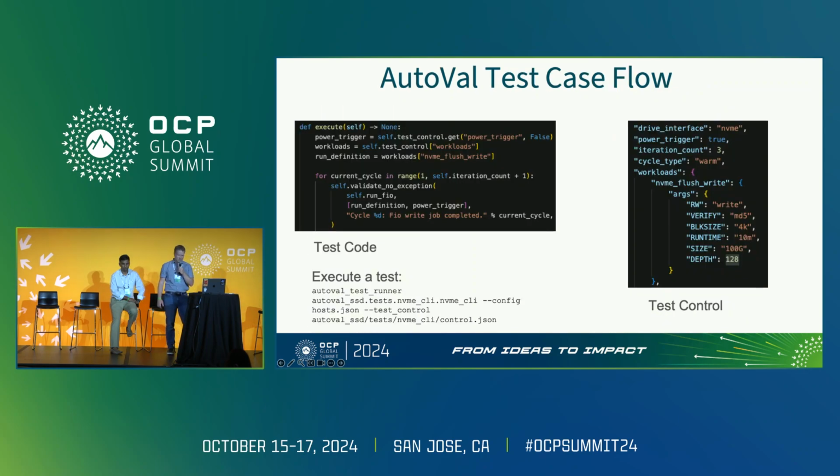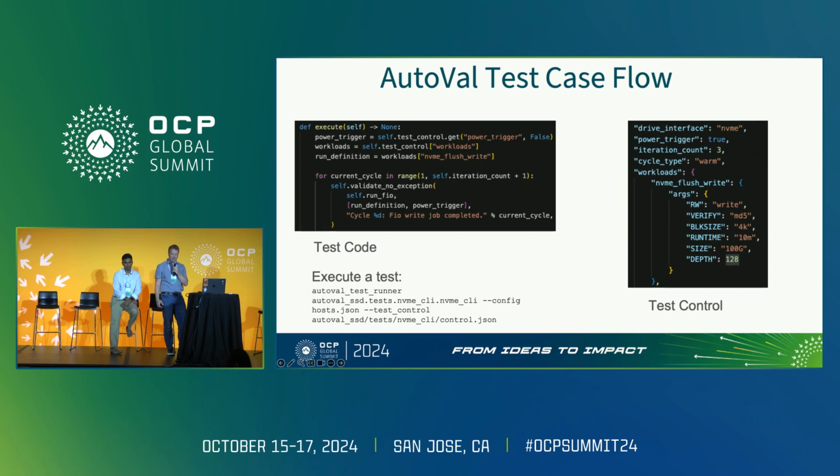So this is some sample code here. You can see, as previously mentioned, there's an execution phase for each test case. On the left-hand side, you can see we're getting some parameters from a test control file. And then what we're doing is we're running multiple cycles, multiple iterations of an FIO workload while triggering a power cycle on the system, and then validating the system integrity after these power cycles.